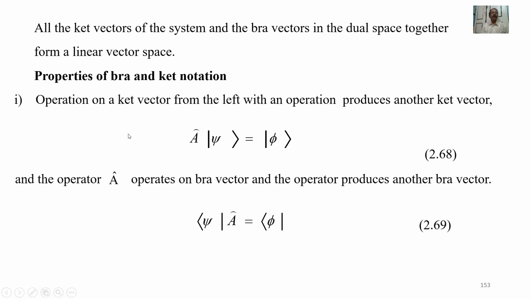All the ket vectors of the system and the bra vectors in the dual space together form a linear vector space, which lives in Hilbert space. Properties of bra and ket notation. Operation on a ket vector from the left with an operator produces another ket vector. So operator A operating on ket psi will give us ket phi, another vector. And the operator A operating on a bra vector similarly produces another bra vector, represented by equation 2.69.